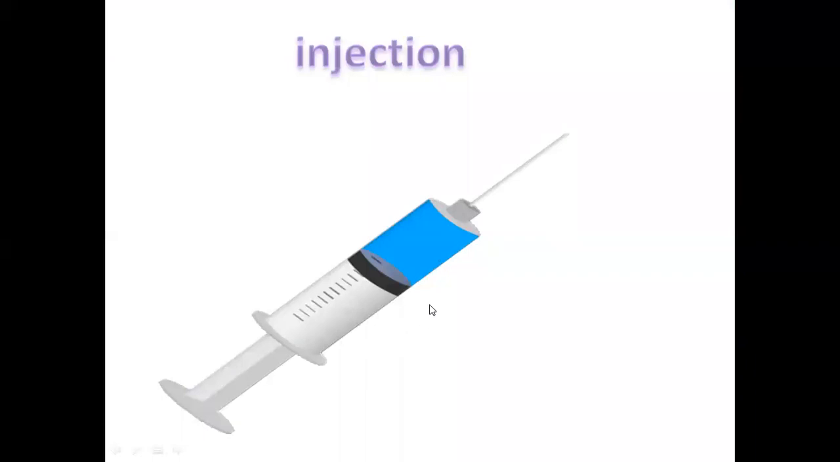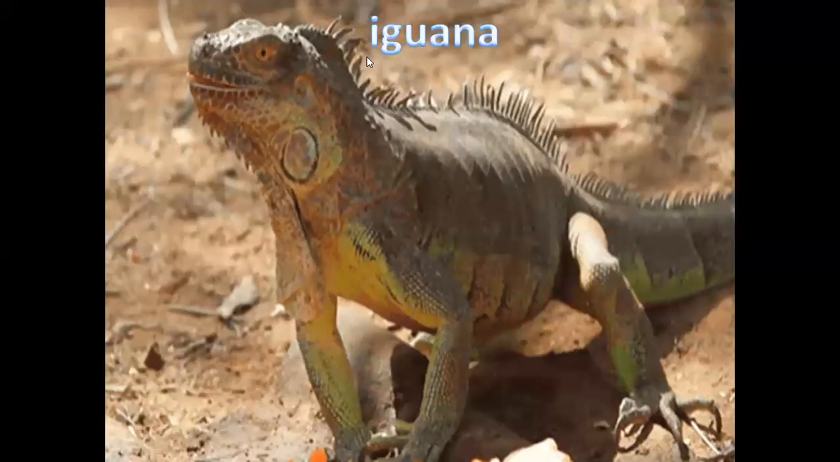Now what is this? Are you afraid of it? No, I know you all are very brave, isn't it? Injection. I-E, injection. So injection starts with the letter I with the sound E. And what is this? Iguana. This is an iguana.